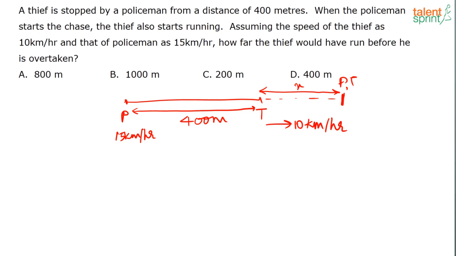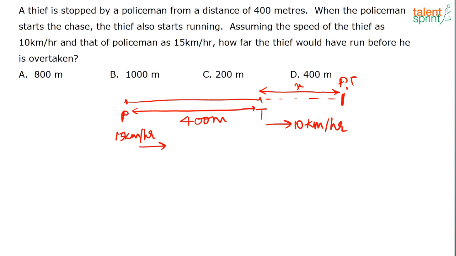Again, there are two objects, both moving in the same direction. This one is traveling at 15 kilometers per hour and this one at 10 kilometers per hour. Since the speed is given in kilometers per hour, first let us use the units kilometers, kilometers per hour and hours. But when you come to the answer, you have to convert it into meters because the options are given in meters. For now we will take everything in kilometers, and in the end we will convert it back to meters, because it is easier to calculate.